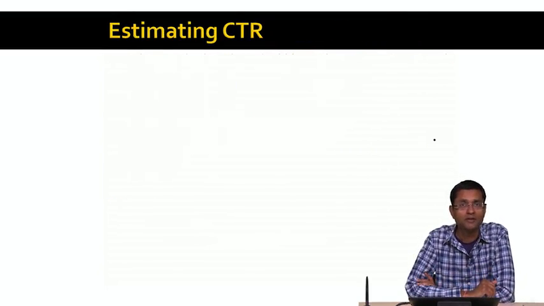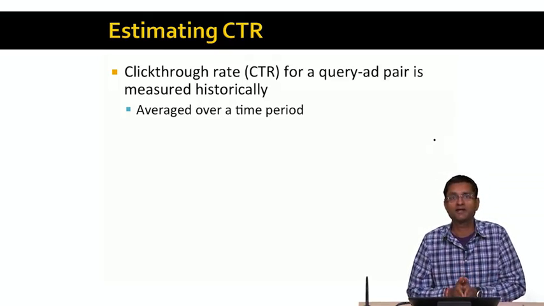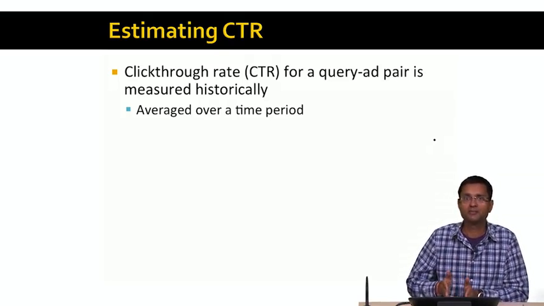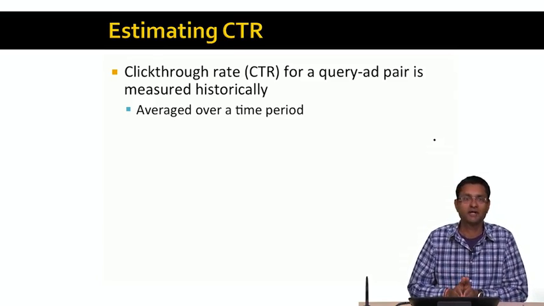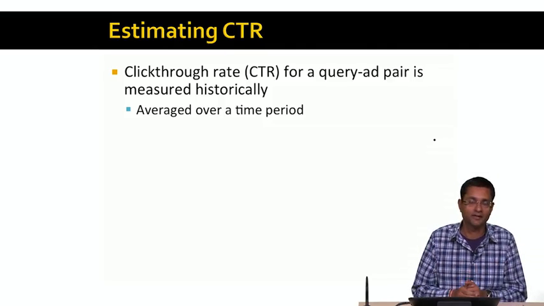So let's look at the problem of estimating the click-through rate of an ad. Now, this looks like a very simple problem. All we have to do is to measure the click-through rate of a query-ad pair historically. We just have to show an ad a large number of times, let's say 1,000 or 10,000, and measure the number of clicks for that query-ad pair, and then we have the CTR for that query-ad pair. And so far so good.